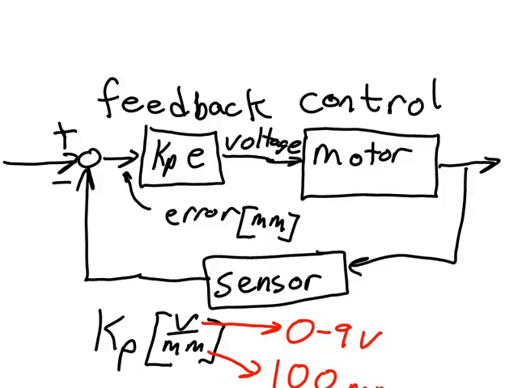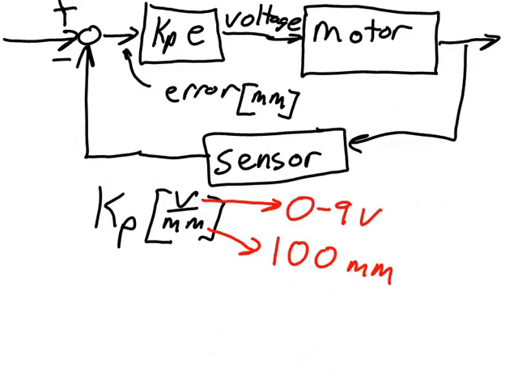I need to start out by choosing a value for Kp that will not produce a voltage greater than 9 volts when the error is at its maximum, 100 millimeters. In other words, I should not set a Kp value that is greater than 9 divided by 100. This is how we can find a reasonably good starting value for the value of Kp.